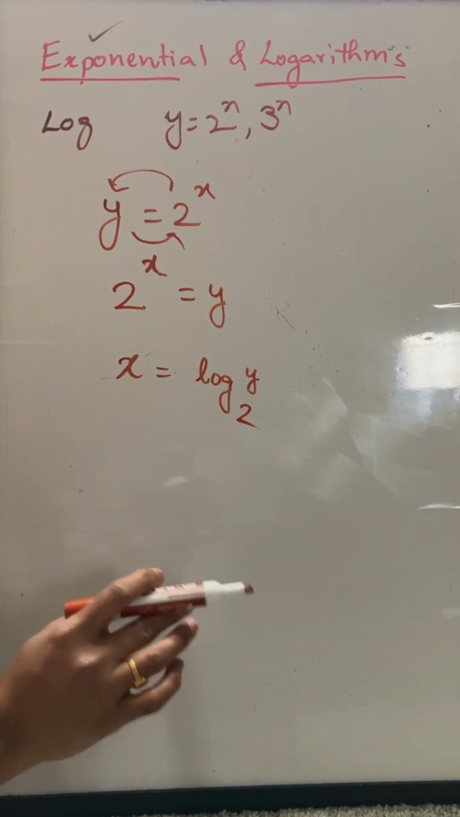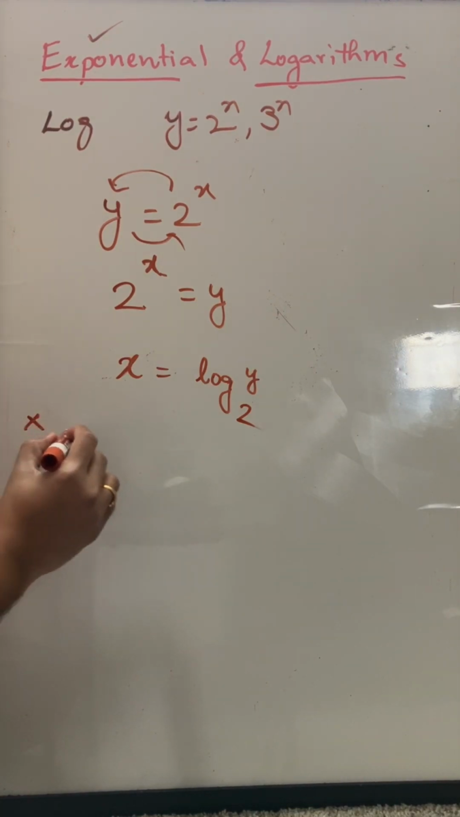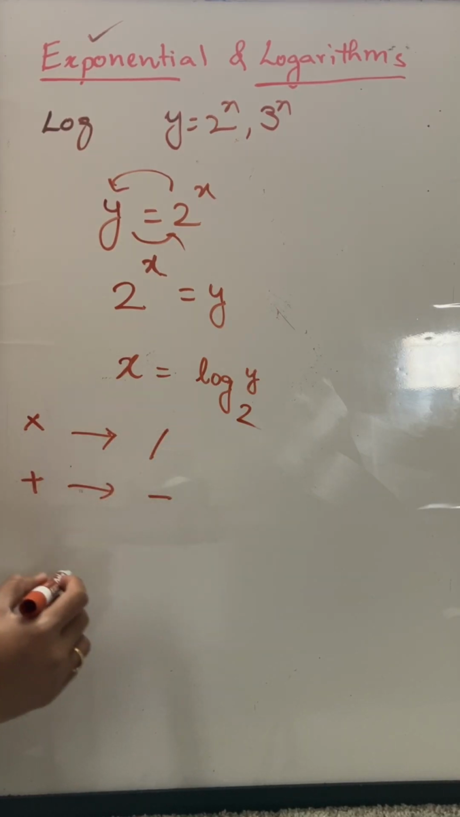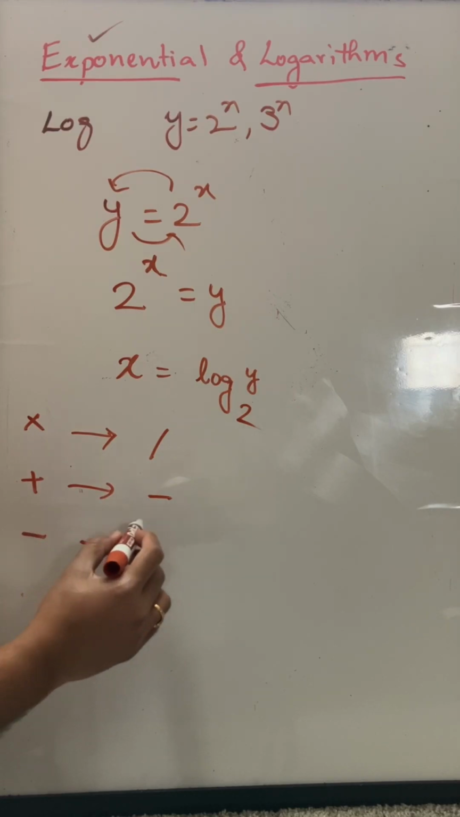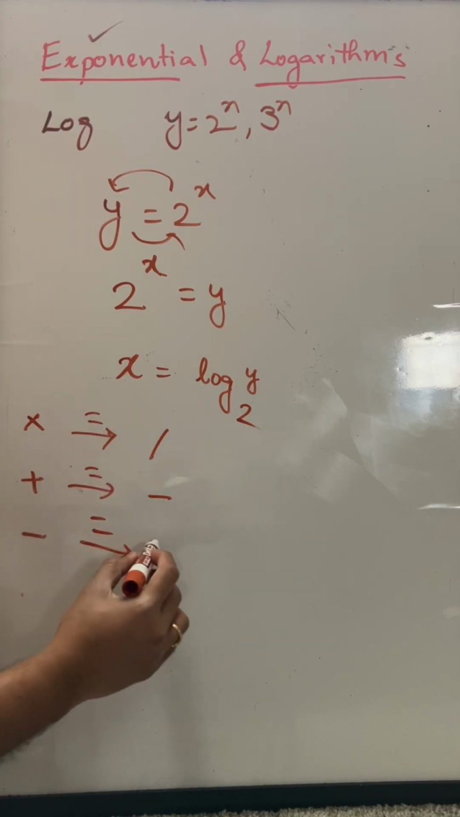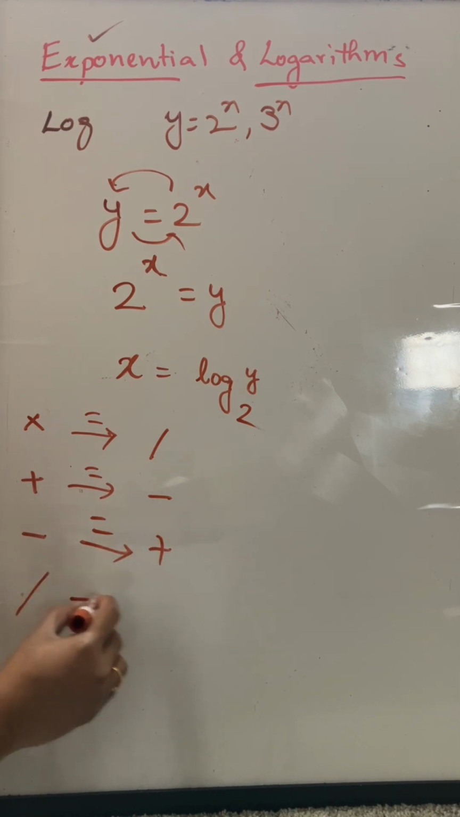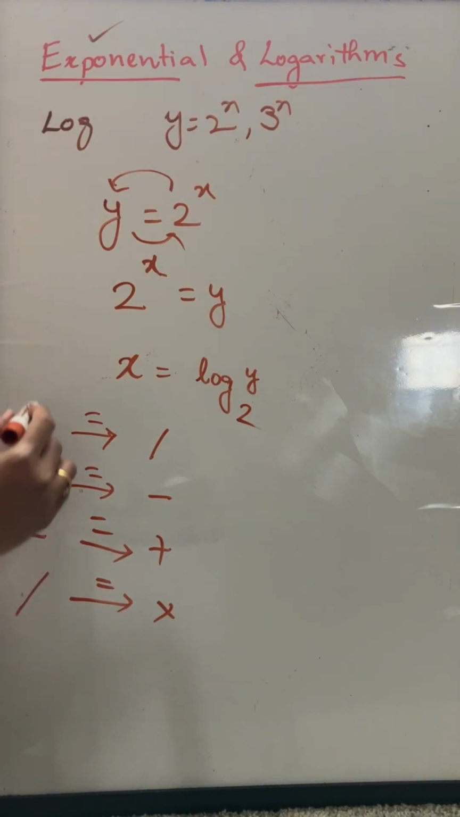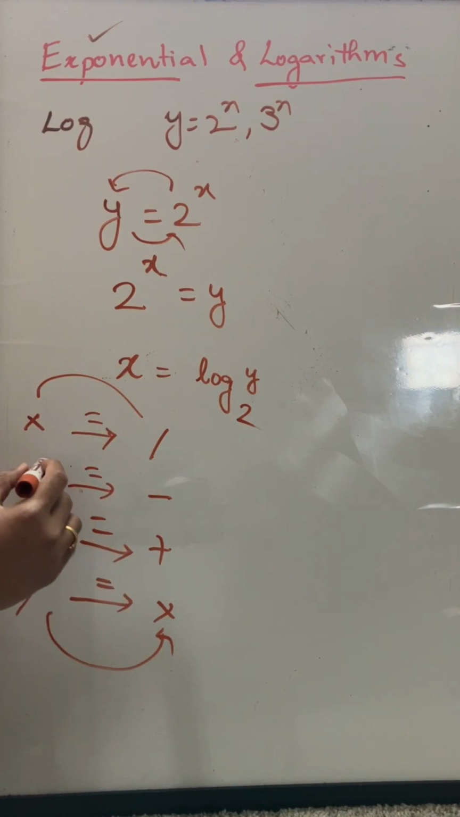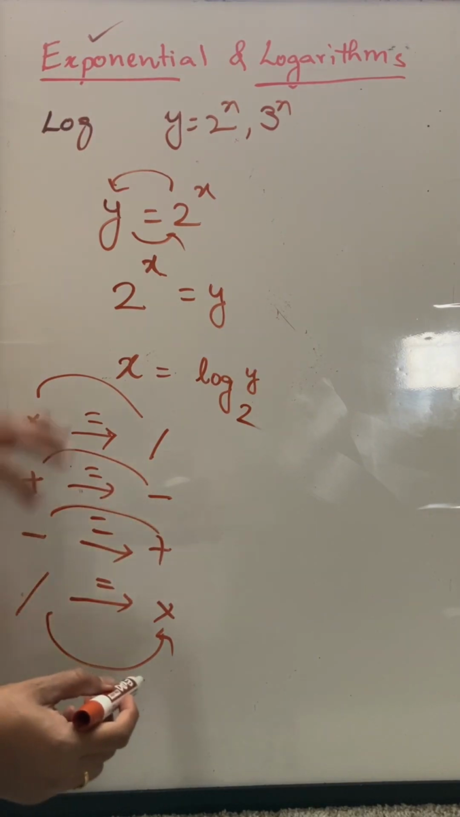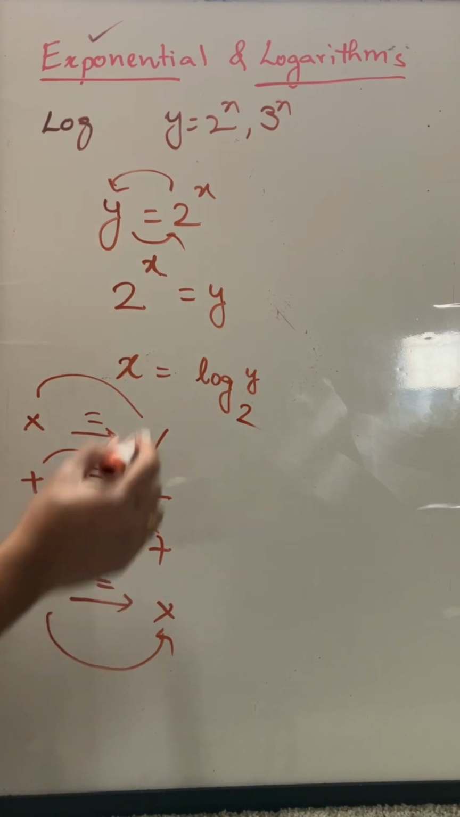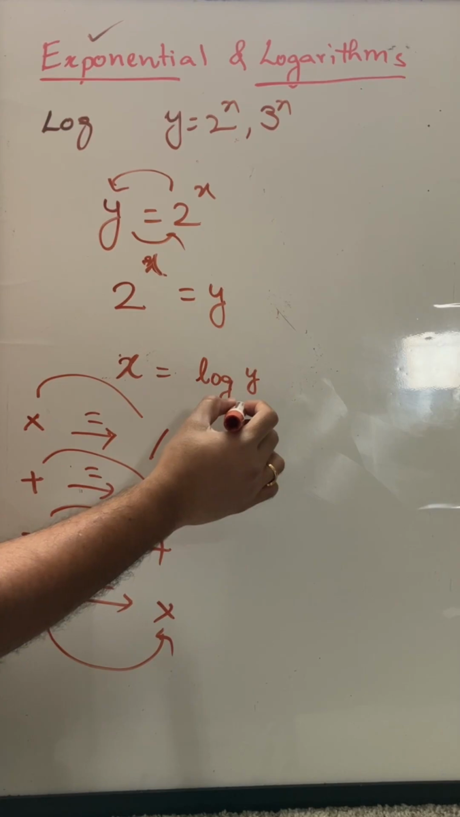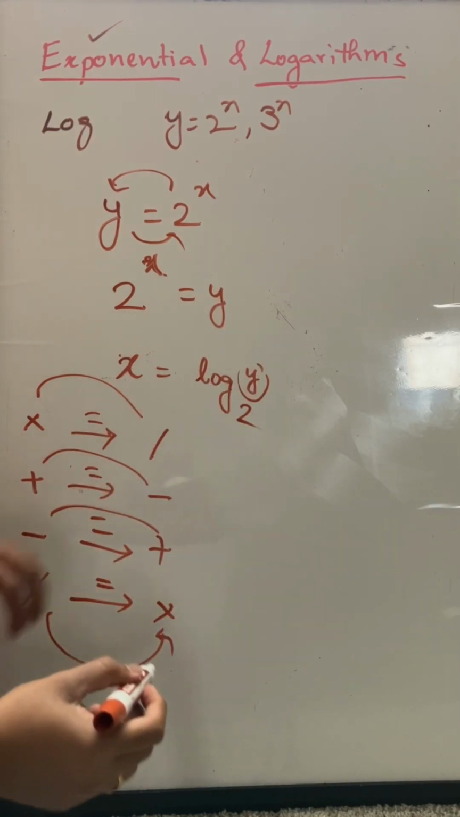No confusion, nothing. When multiplying goes on the other side, it becomes division. When positive goes on the other side, it becomes negative. When negative goes on the other side of the equals, it becomes positive. When division goes on the other side, it becomes multiplication. So multiplication and division are in sync, positives and negatives are in sync, and log also will be in sync. When you write x, this 2 becomes the base of it and y becomes the logarithm of it.